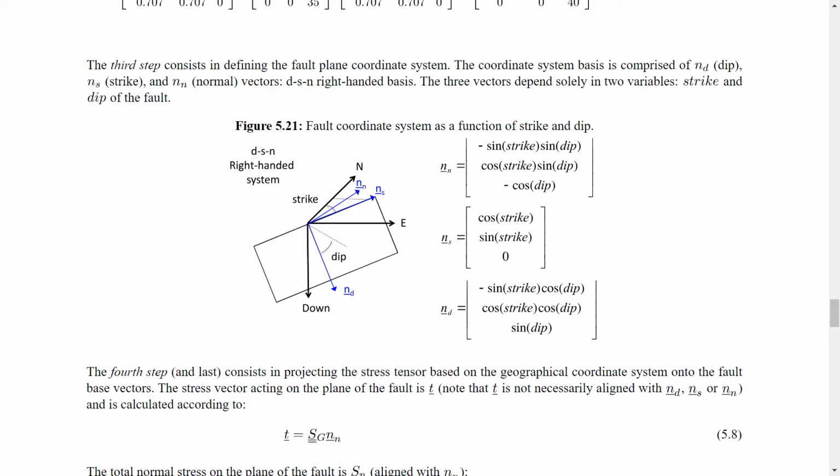For the fault, you can also define a coordinate system. In this case, the coordinate system is composed of, the first element is the dip. So remember, first element is always your index finger. Dip, second element is strike, and third element is the normal. So if I have a fault which is pointing down in this direction, this is the dip, this is the strike, and this is the normal. So for any plane, you can define this coordinate system, where remember the strike is on the horizontal plane.